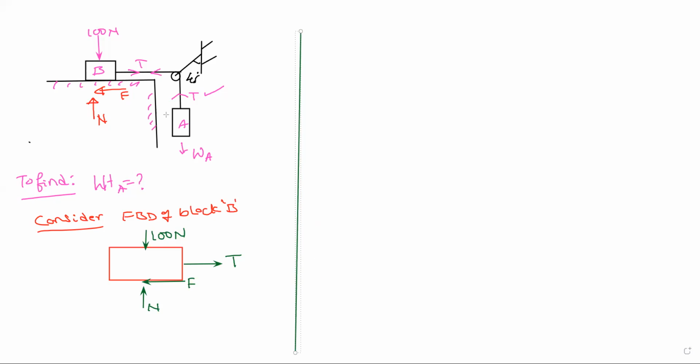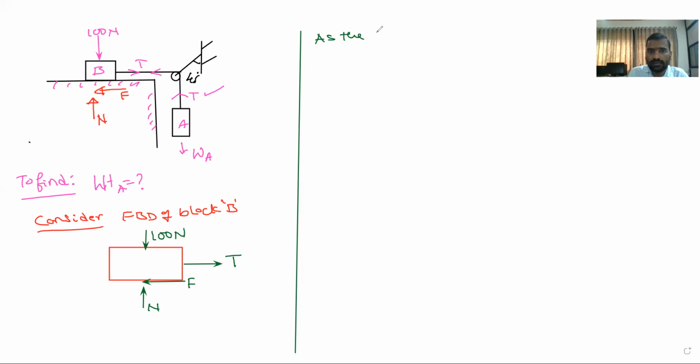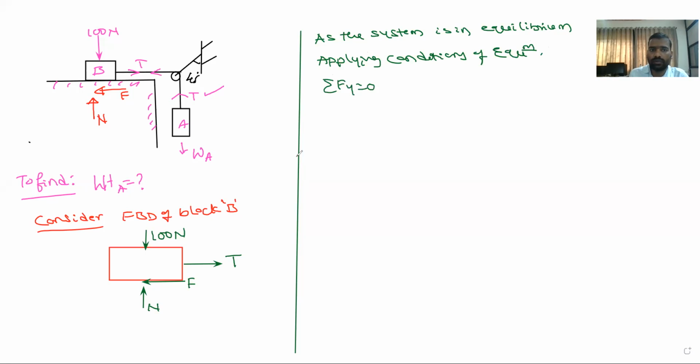Now I will write: as the system is in equilibrium, applying conditions of equilibrium. Okay. What are the conditions of equilibrium? Sigma Fy is equal to 0. Correct. Apply for this equilibrium block B. Apply the sigma Fy equal to 0.